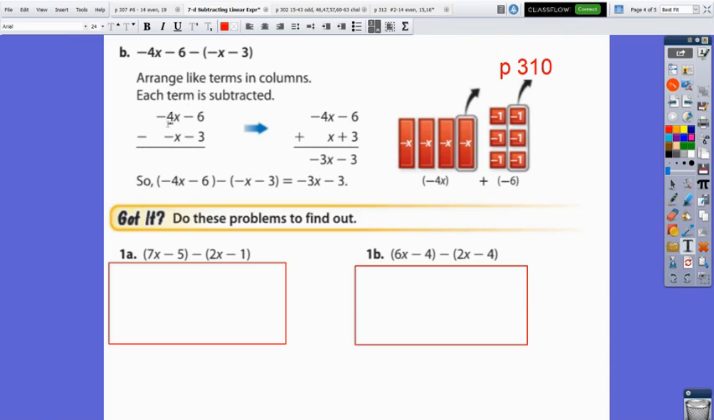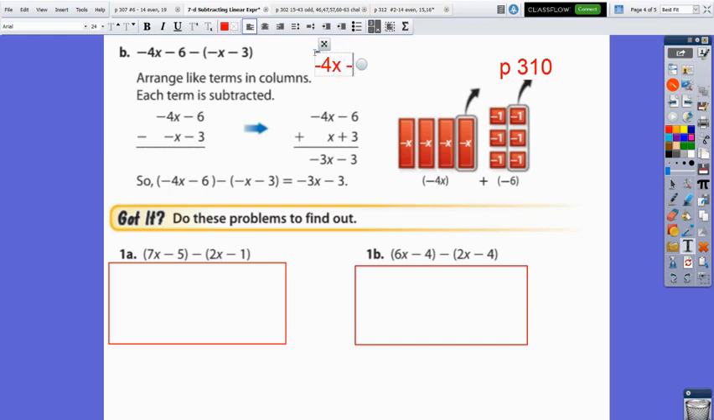So they again change this. You can see here, they arrange the like terms in columns, and then each term is subtracted, and subtracting is the same as adding the opposite. All right, you should be able to, in my opinion, just type it out yourself or write it out.